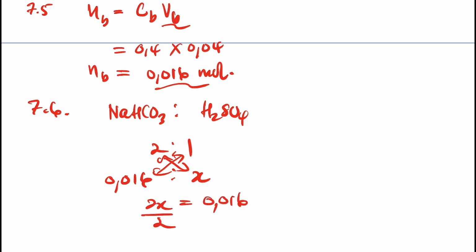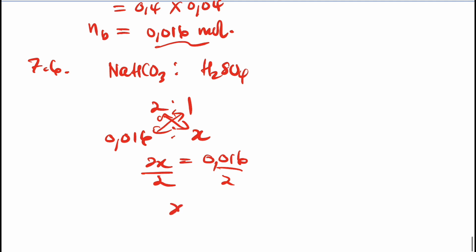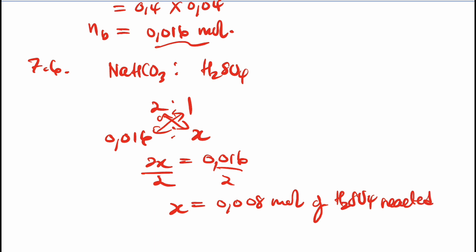We divide by 2. So the x, when we divide by 2, is going to be 0.008 mole, right? This is the amount of what? Of sulfuric acid reacted or neutralized. This is the amount that is neutralized by this.